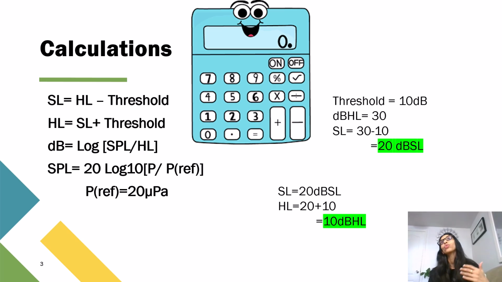If the sound pressure is given and the hearing level is given and you want to convert it into decibel, then you can do the log of sound pressure level by hearing level. And if you want to find out the sound pressure level, and you know how much sound pressure is present, then you can use the formula 20 log 10 P by P reference. Here P is the pressure at that point and P reference is 20 micropascal.